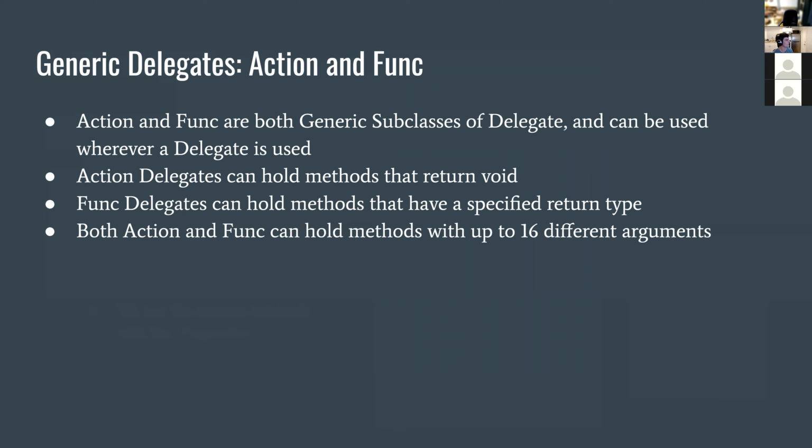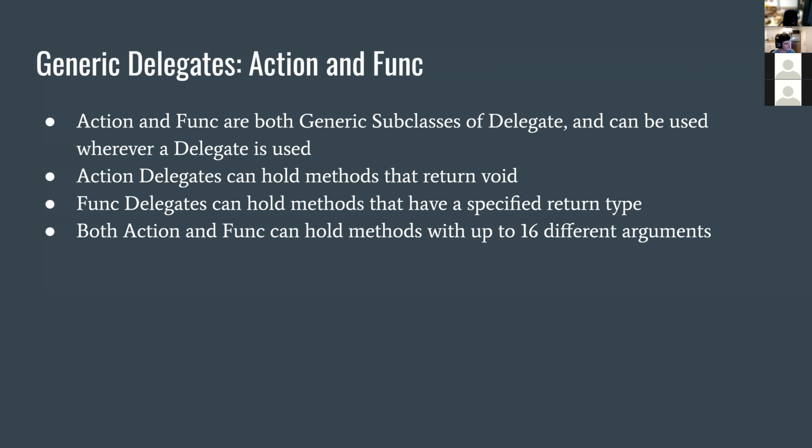But they're broken down into action and func. These are generic subclasses of delegate, and these can be used anywhere a delegate is used. So, you know, you don't always have to make your own delegate. You can use action or func. What action does is it holds methods that return the type void, and func delegates hold function methods that return a specific type. And these can take up to 16 different arguments, and they're generic because these types can be whatever you want. They're generic classes. You can pass in whatever you want.